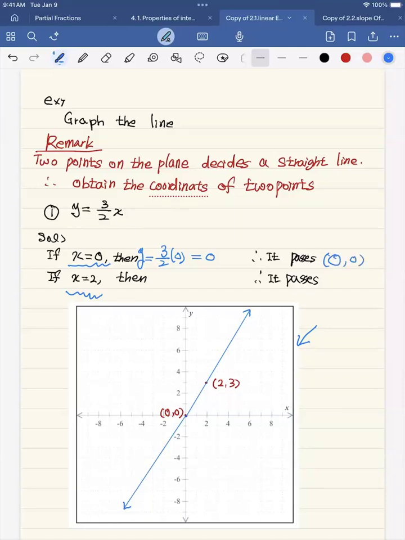If x equals 2, then we have y equals 3 over 2 times 2. So 2 over 1. So these two will cancel each other and y equals 3. So x equals 2 and y equals 3. So I plot the point at 0, 0, and 2 and 3, this point, and I connected with this straight line to finish the graph.